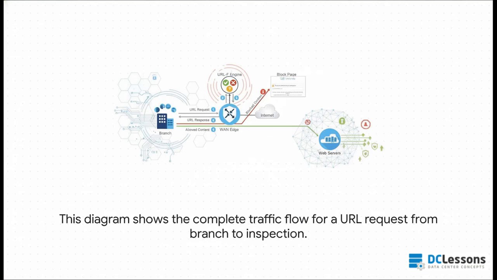And this diagram just ties it all together beautifully. The big takeaway here is the central role of that WAN edge device. It's not just a router anymore, it's your security enforcement point. It intercepts the traffic, talks to the internal URLF engine, and then makes the final call, all before that traffic ever even thinks about leaving the branch.